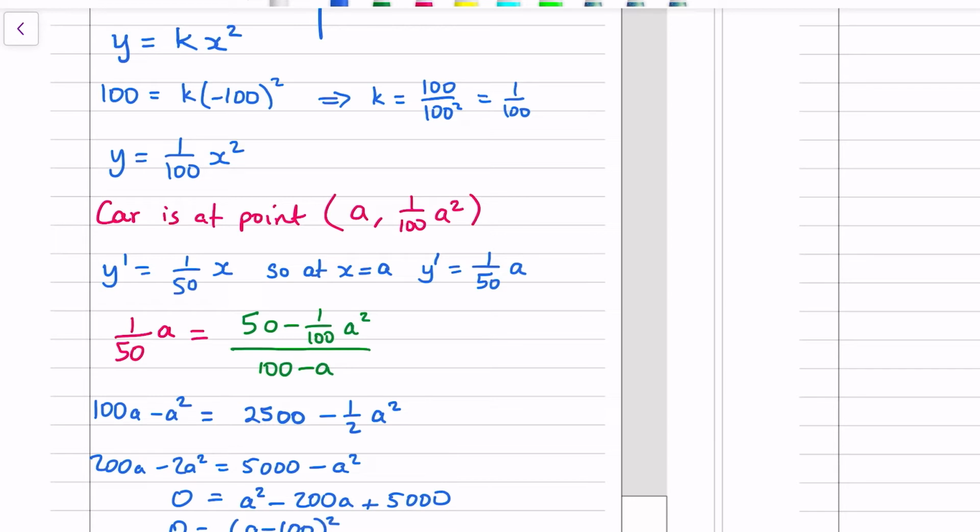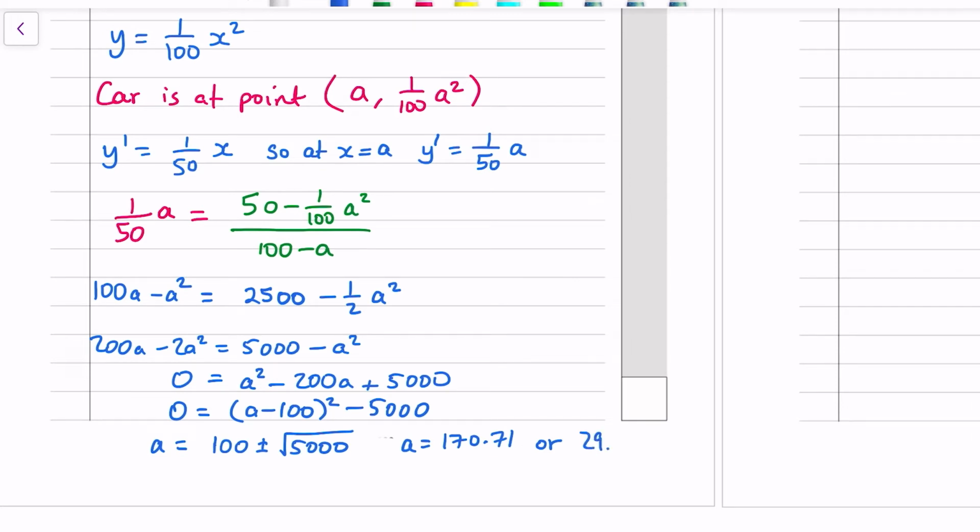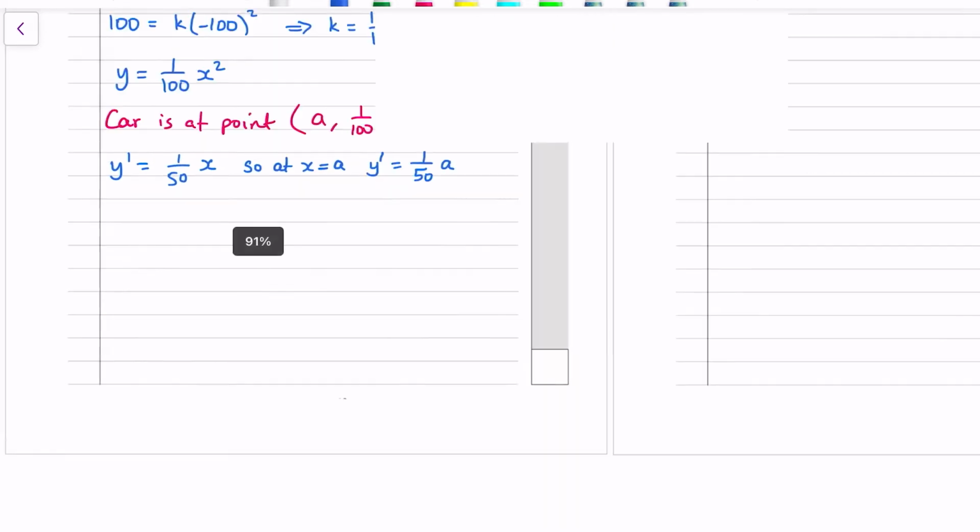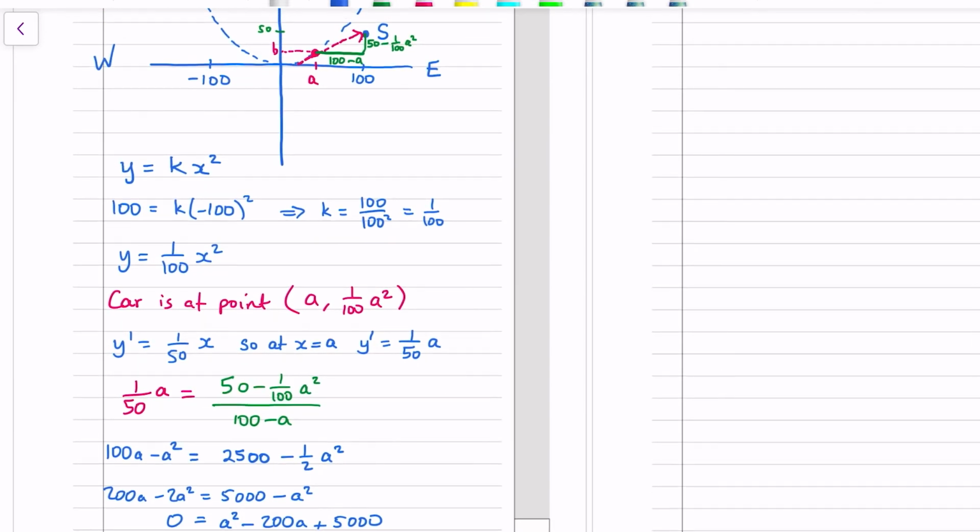Complete the square. So a equals 100 plus or minus the square root of 5000, which gives us two values of a: 170.71 for the positive root, or 29.29 for the negative root. Going back to the problem, we want the negative root here, because a needs to be less than 100. So that's the answer to the question: 29.3 metres east of the origin.